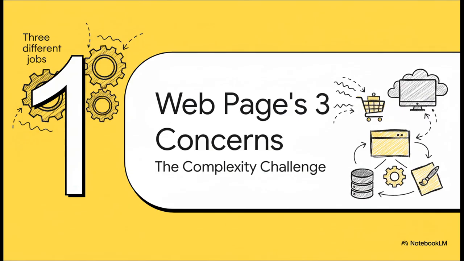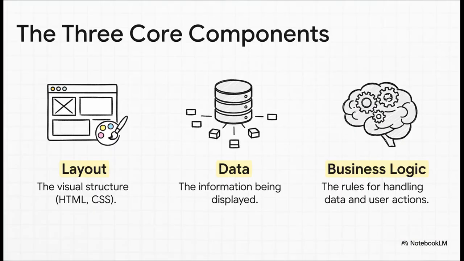See, any dynamic web page, like that Amazon order page, is secretly juggling 3 totally different jobs at the same time. In the software world, we call these concerns, and we need to understand them before we can build anything. Okay, so here are the big 3. First, you've got the layout. This is all the visual stuff, the HTML structure, the CSS styling, what you actually see and interact with.